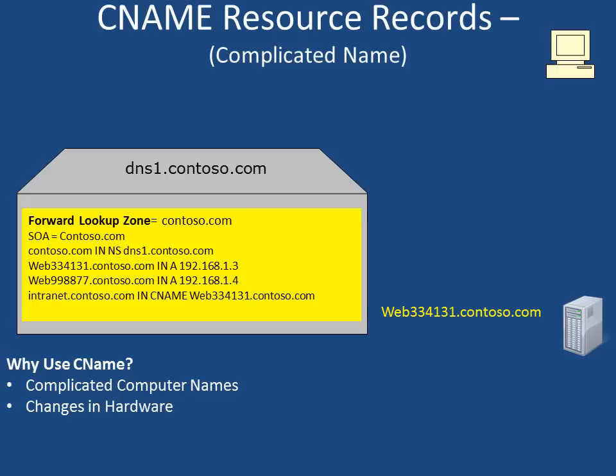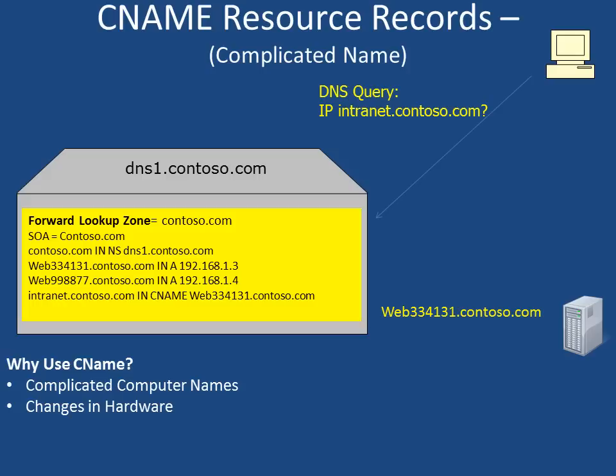So we've got web334131 and web998877. Now obviously if you're working away in that company, you don't want to be typing that in every time you want to go and have a look at the web server. So what they do is they create a CNAME record. In this particular instance it's called intranet.contoso.com, and that maps to that more complicated name.